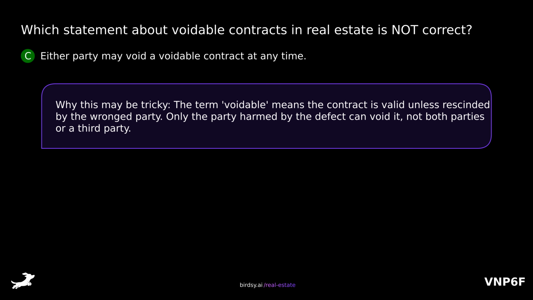Why this may be tricky. The term voidable means the contract is valid unless rescinded by the wronged party. Only the party harmed by the defect can void it, not both parties or a third party.